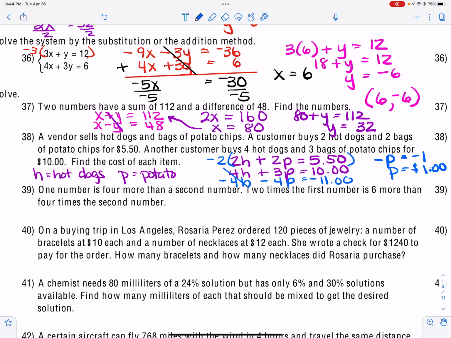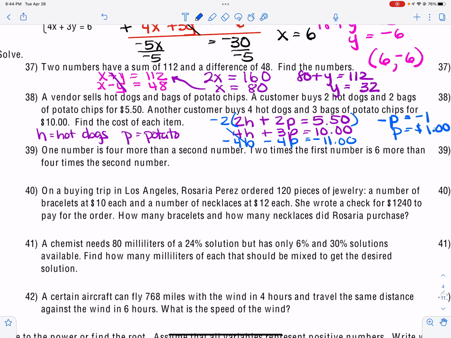And then I can go back and figure out what the hot dogs cost by plugging it into either one. So if you buy 2 bags of potato chips, that's $2, and $5.50 minus $2 is $3.50. And if I divide that by 2, it gives me hot dogs are $1.75. So you can go back and do the substitution. If you need help on seeing that, just let me know, and I can send an email on that one.